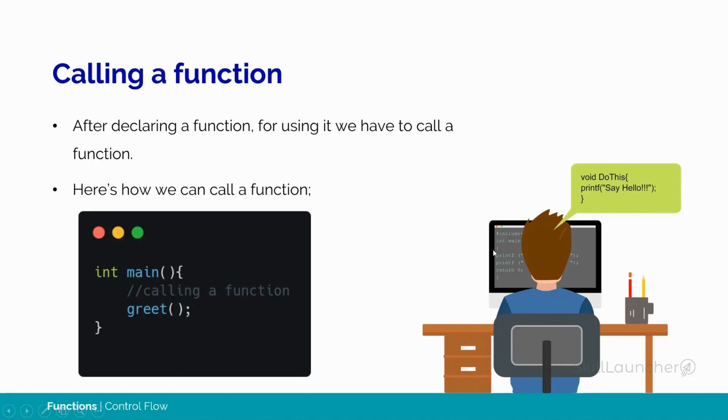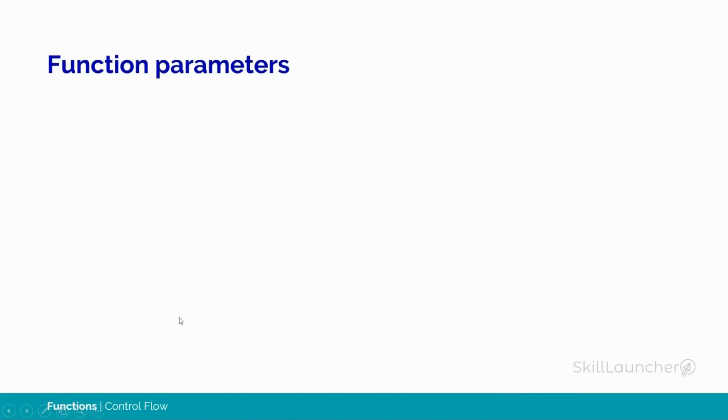As discussed earlier, the function greet could be called as follows. In the int main, just write the function name and the parameter list in the round braces. Here, the function was not taking any parameter, so we leave the round brackets empty. But if a function is taking any parameters, then the actual parameters are to be specified within these round braces. Now comes what are function parameters.